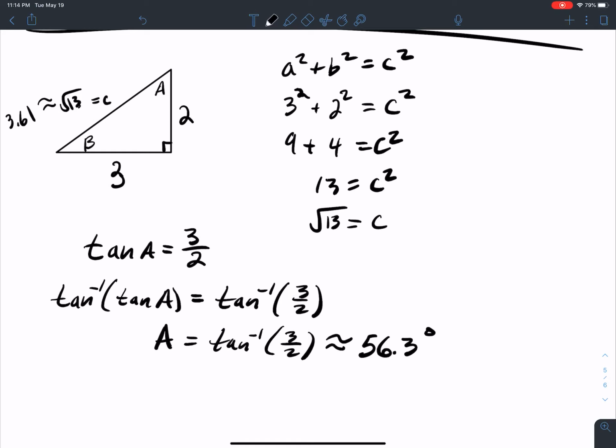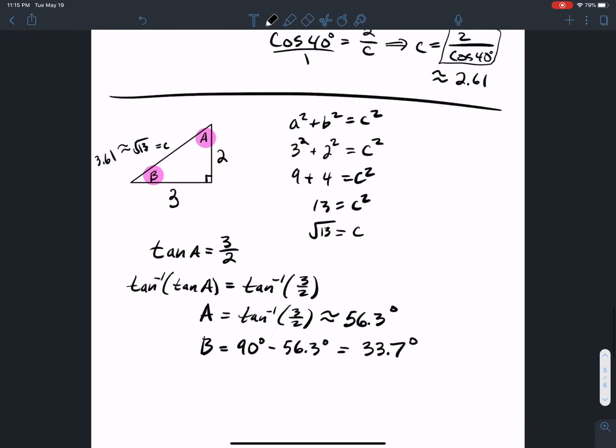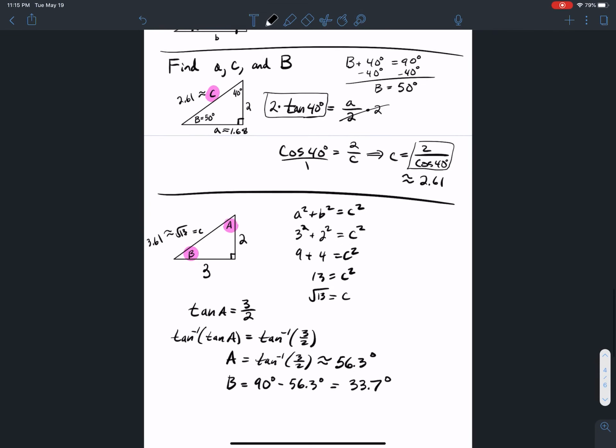Now, if that's A, to get B, I do 90 degrees minus 56.3 degrees because they are complementary, right? So that gets me 33.7 degrees for angle B. So hopefully that gives you an idea how to work through your triangles no matter what you're told.